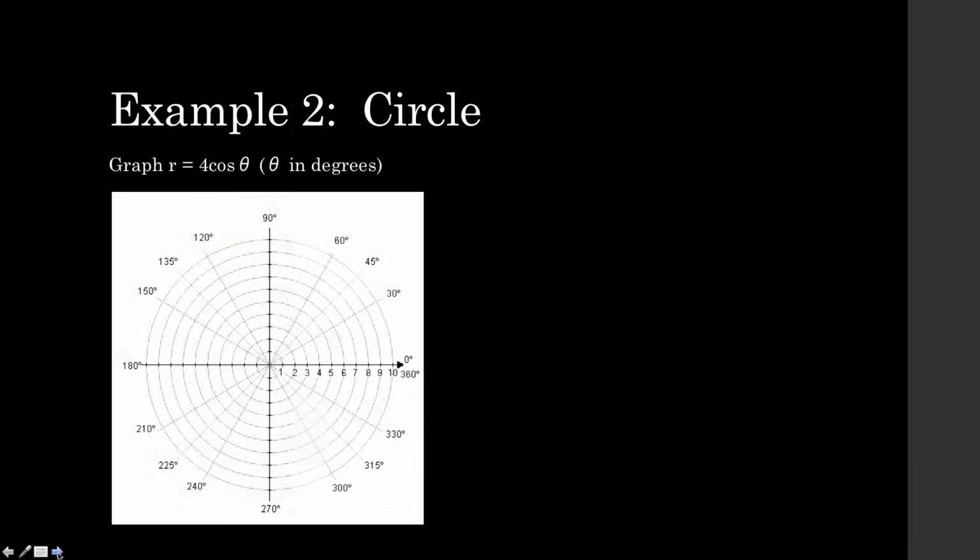Let's look at R equals 4 cosine theta in degrees. Alright, so let's go ahead and draw our t-chart. So there's our theta and our R. 0, 30, 60, 90. Now, notice this doesn't give us an end. It doesn't give us an interval. We don't have an interval over here like we did in the first problem. So that means we have to keep going to infinity.